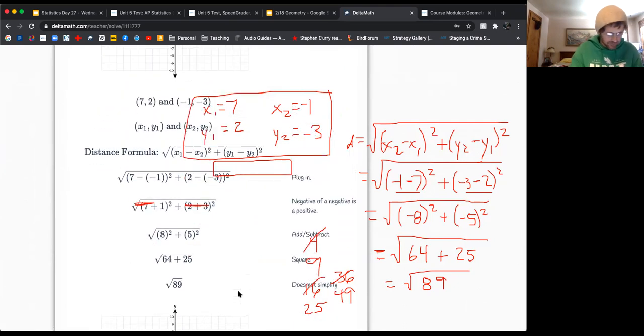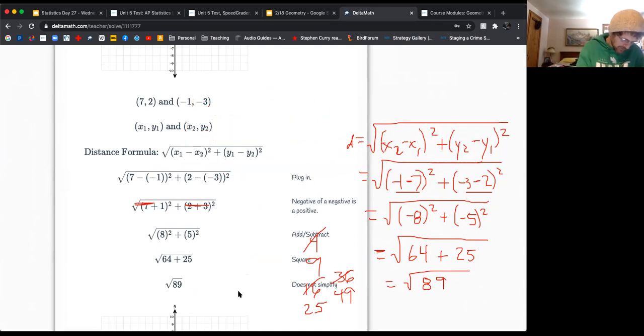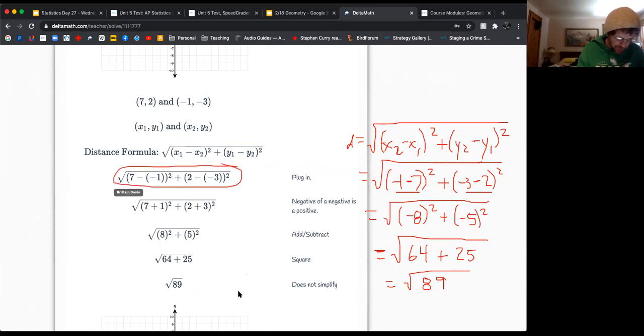I'm going to clear this a little bit. Notice that when they did their math, they switched this around a bit. Notice that they put the 7 minus -1. We did -1 minus 7, but it did not change our answer. All right, so that's what I'm trying to show you. Luckily, you can flip these around in the order and it's okay.